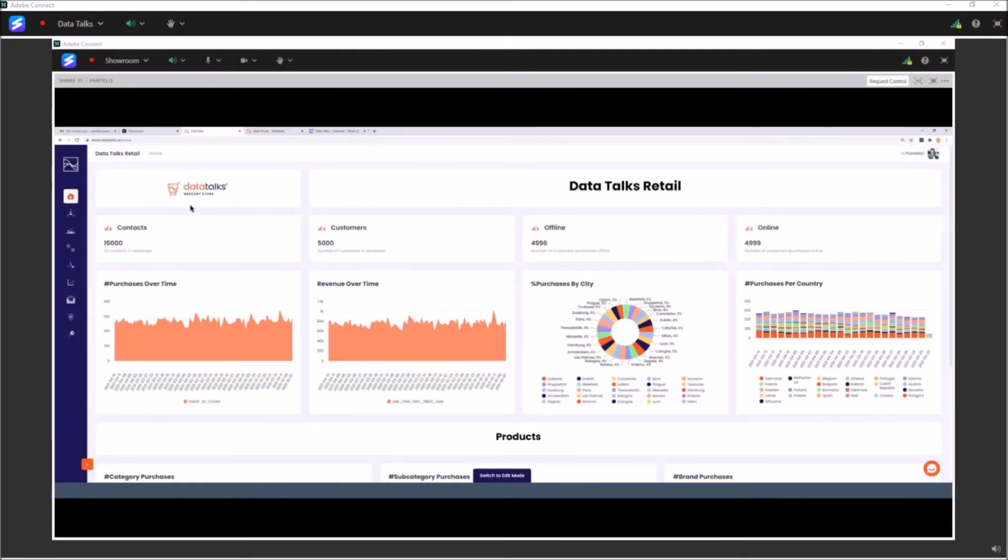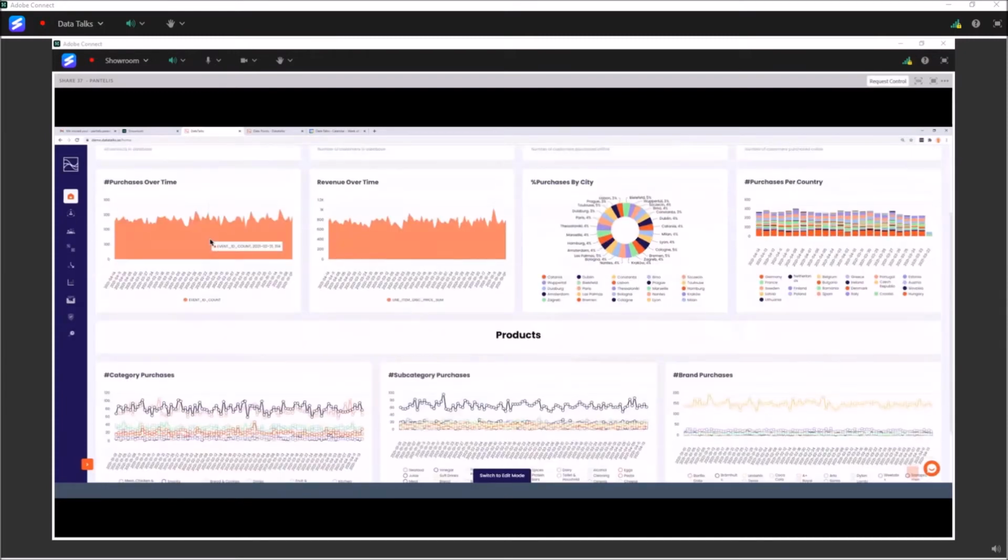What we're going to look at here is Datatox Retail. So we created a demo account that simulates a grocery store that we all go to on a daily basis and buy stuff to fill up our fridge.